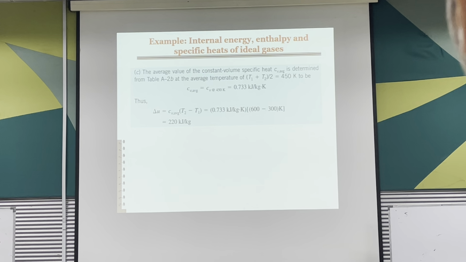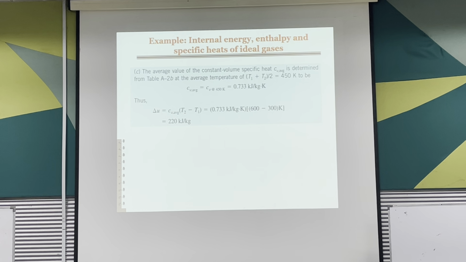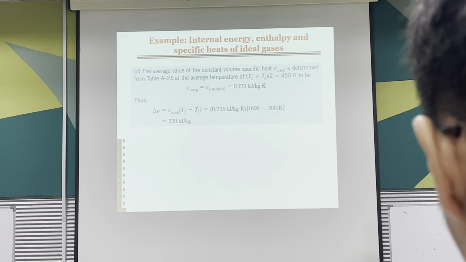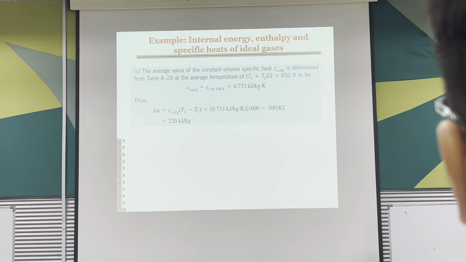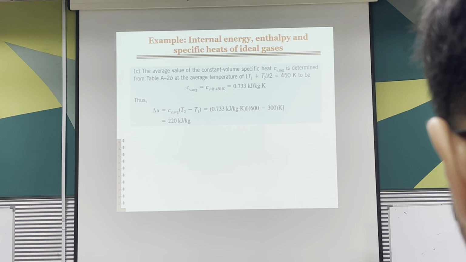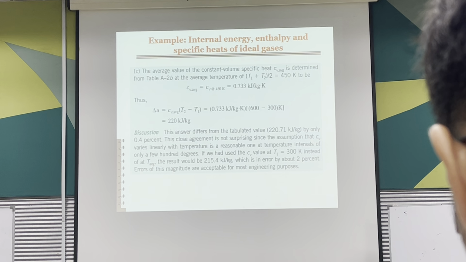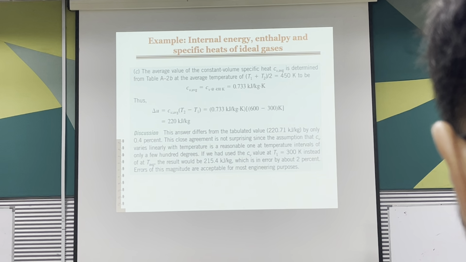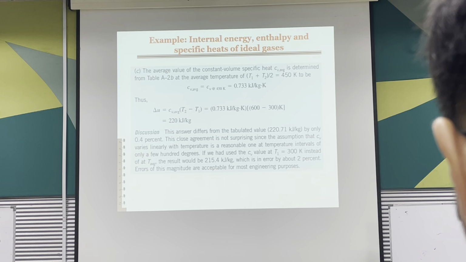We want the average CV value. So you find the average temperature, 450 Kelvin, then look at what the CV is at 450. You can also find the CV at 300 and 600, then average, and you will get the same thing. Then you use this new CV value to find CV delta T. This gives you 220, which is quite close to the tabulated value of 220.71. So it's actually very, very close.